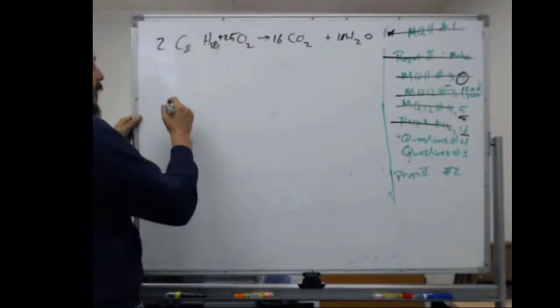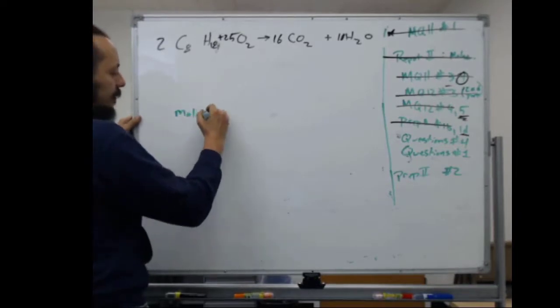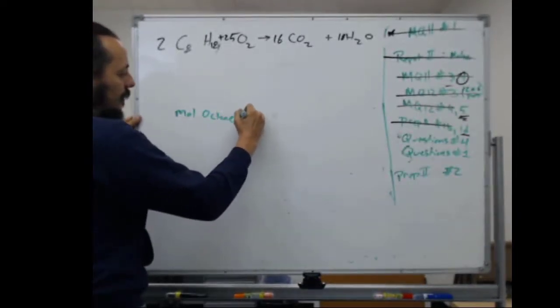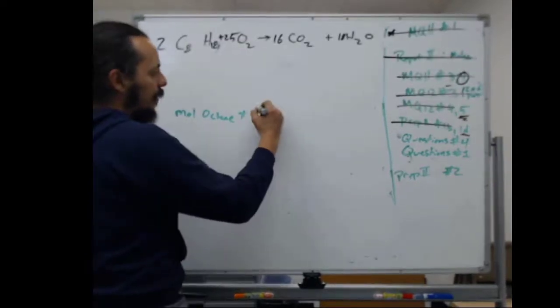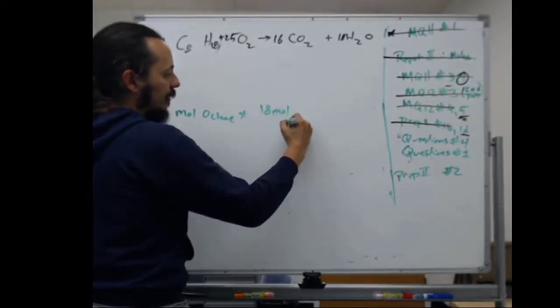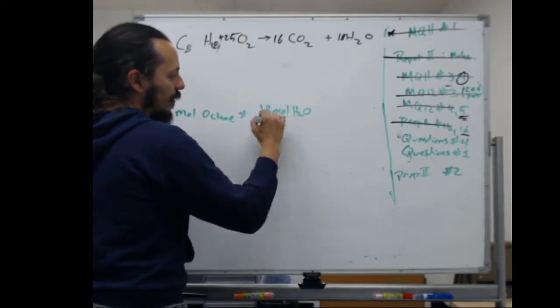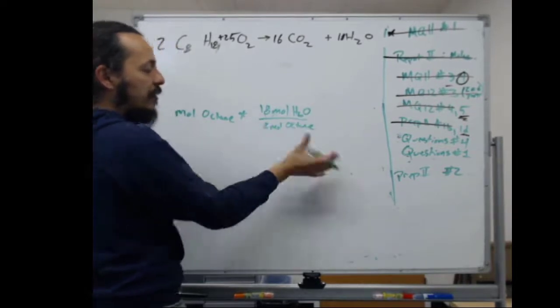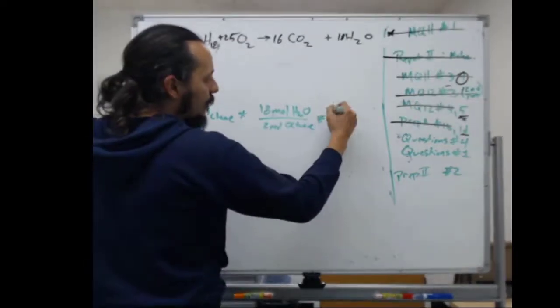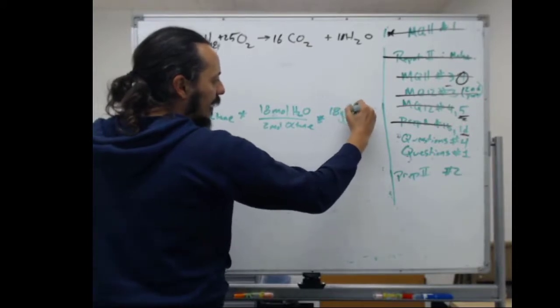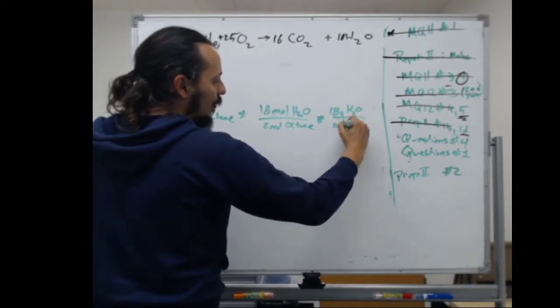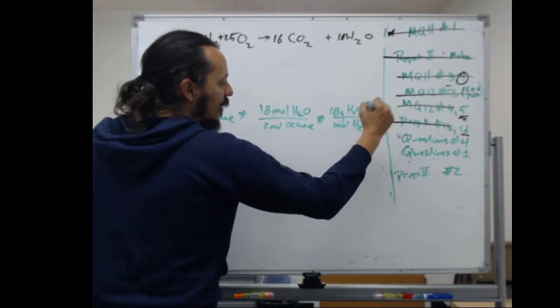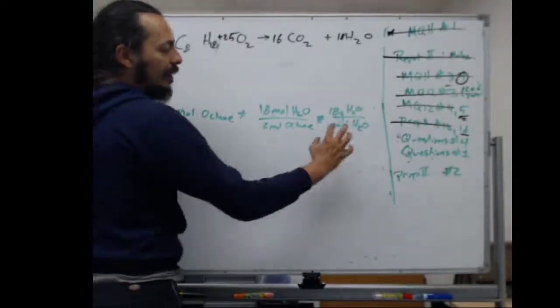We've got excess oxygen, so it's going to be moles of octane times the mole ratio, which is 18 moles H2O for every 2 moles of octane. That should get us our moles of H2O. And then if I multiply by 18 grams of H2O for every 1 mole of H2O, that should get us back to grams. So we go moles of octane to moles of water to grams of water.